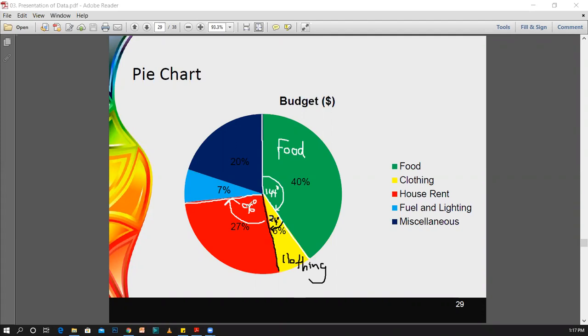Likewise, you can complete this pie chart, and to give the identity for each sector, you can name them, or you can use different shadings, or you can use different colors. Likewise, you can easily obtain the pie chart for an example like this.